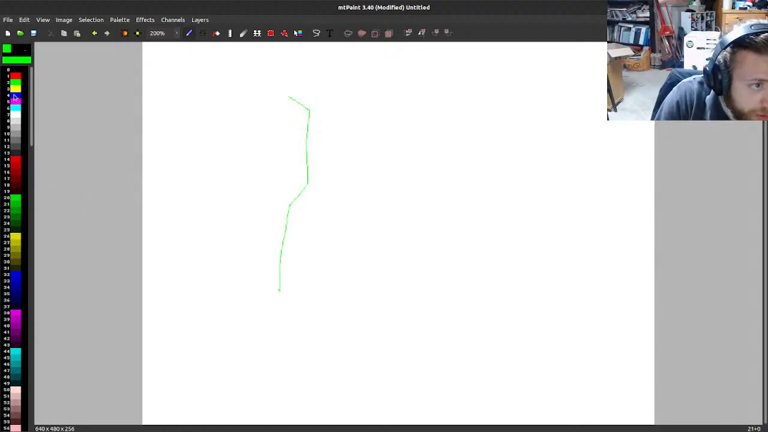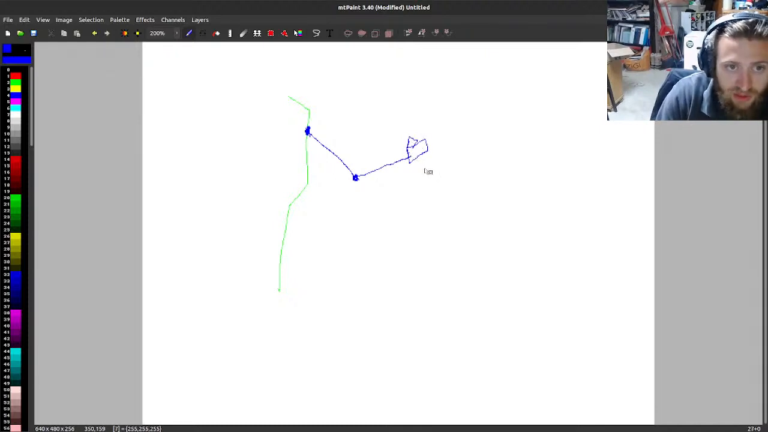I'm going to pick blue. This is going to be the arm, so this is the shoulder joint. This would be like the bicep. This would be like the forearm. And then the glove lives down here. Obviously, the glove doesn't look like this. This is just like a poor rendition.